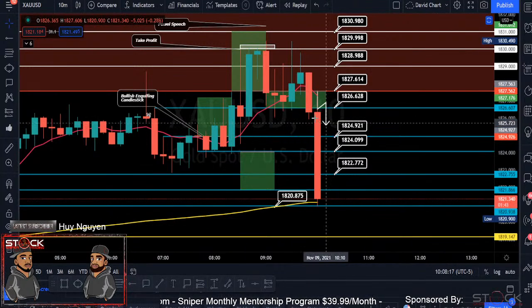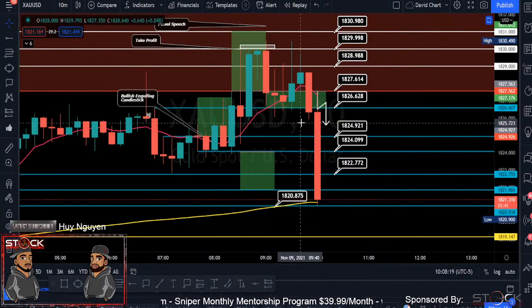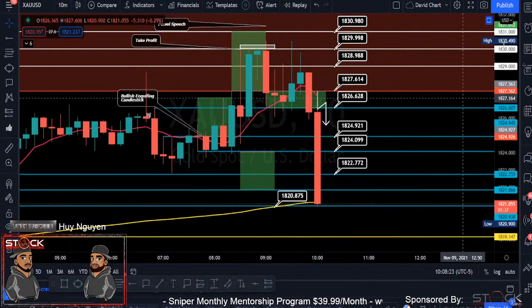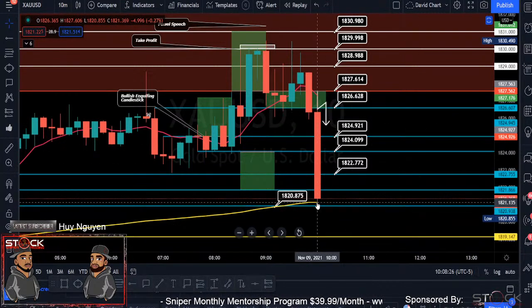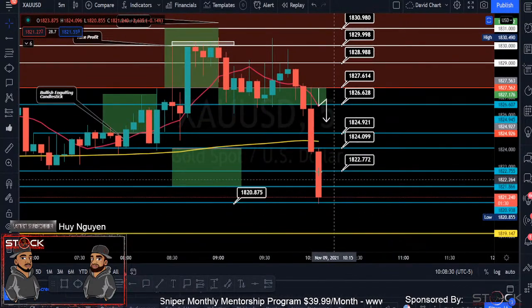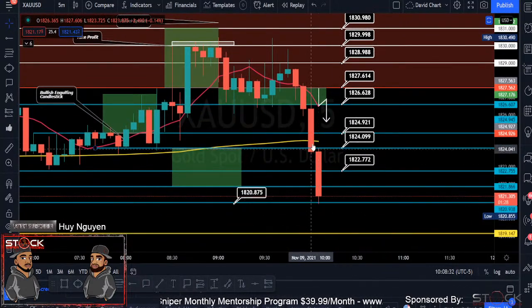1827 was the area. I'm not saying that it was there. That was the overall area we had originally for the sell. So, guys, it's 10:08. Watch for gold to make its next big move. This is on the 10 minute, so we'll drop it down to the 5. You can see it heavily broke through even the 200.